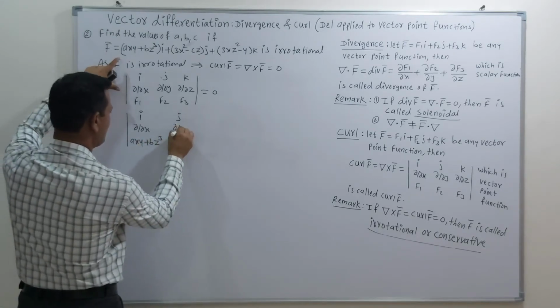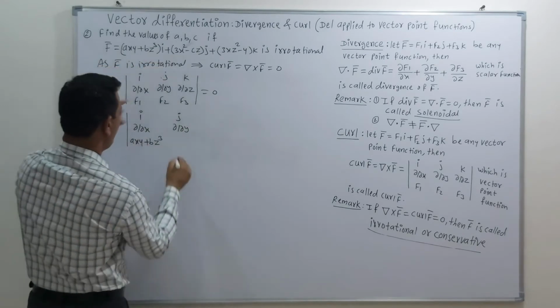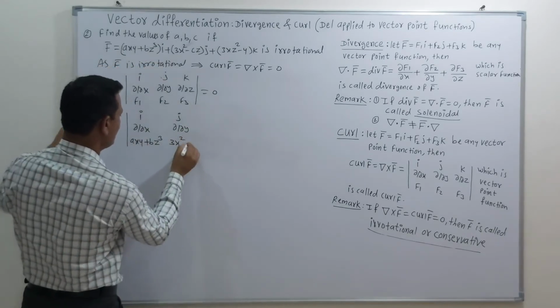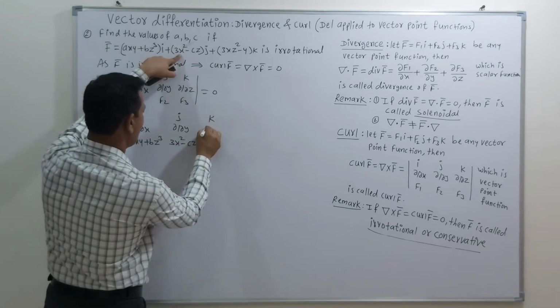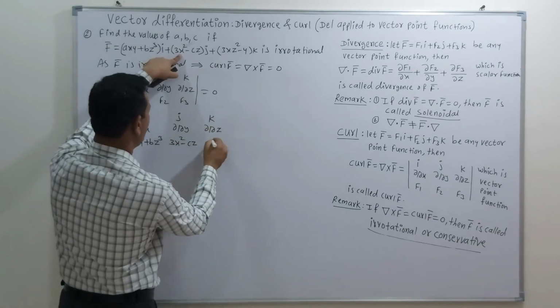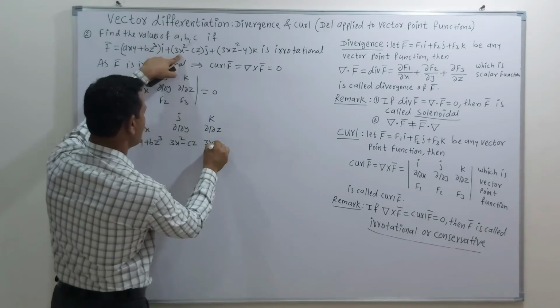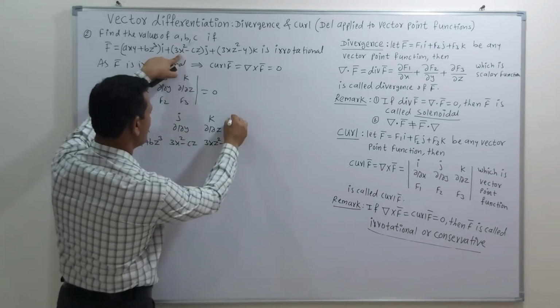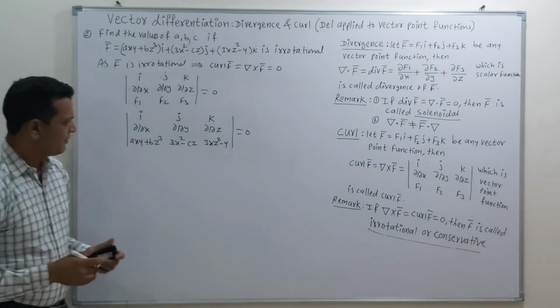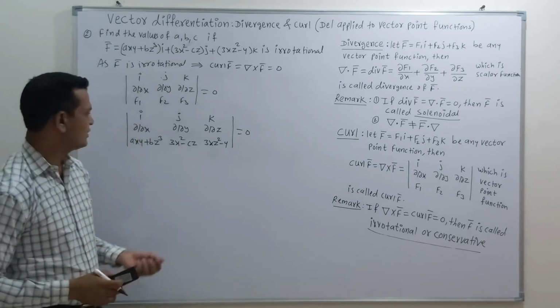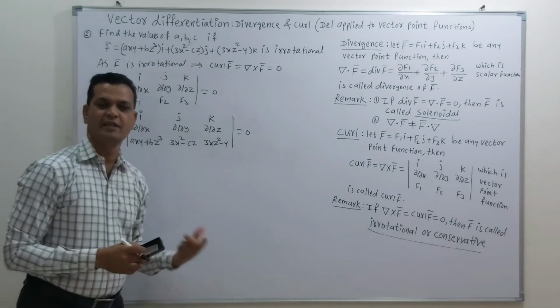Similarly, this is j into partial derivative with respect to y of f2. So the value of f2 is 3x² − cz. k, partial derivative with respect to z of f3, which is 3xz² − y, and the determinant is equal to 0. Now friends, our aim is to find out the value of constants a, b, c. That means we have to solve this determinant.